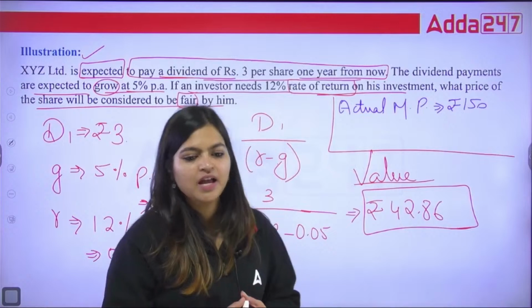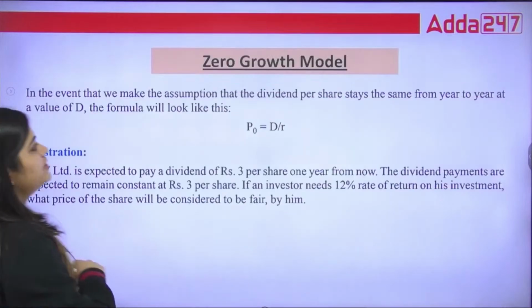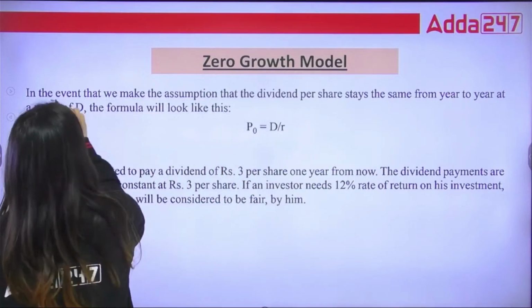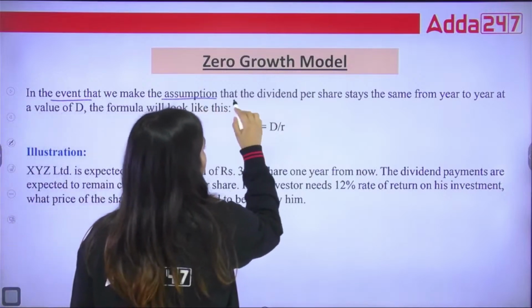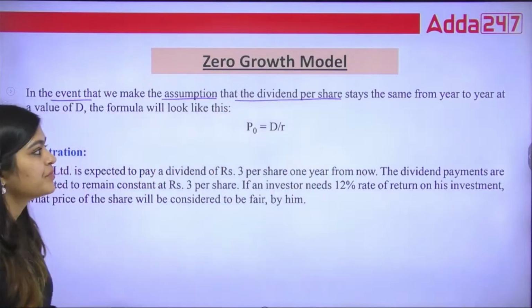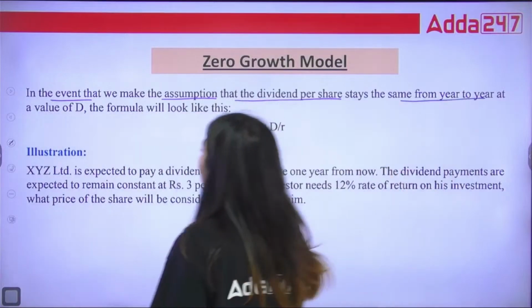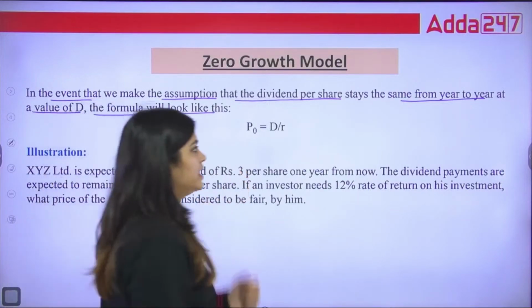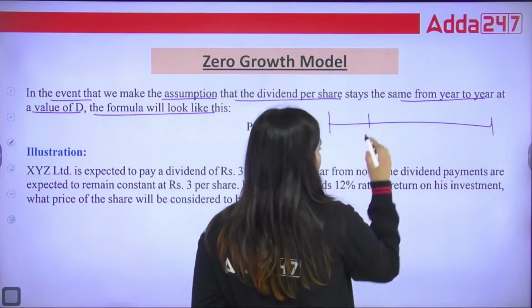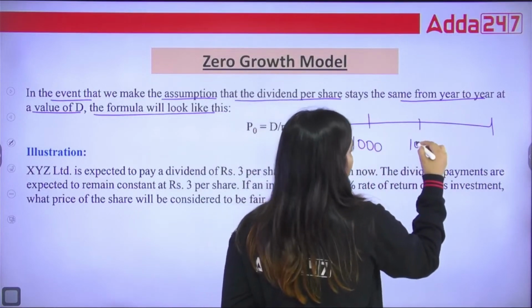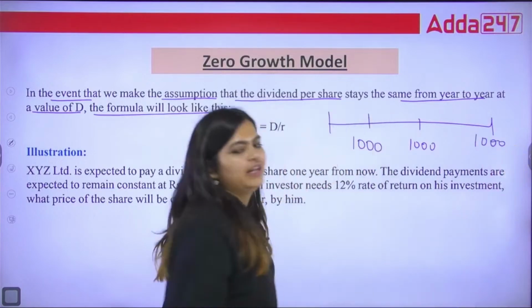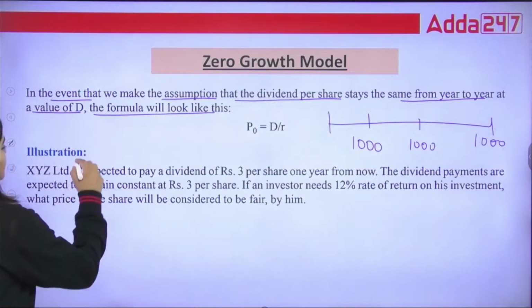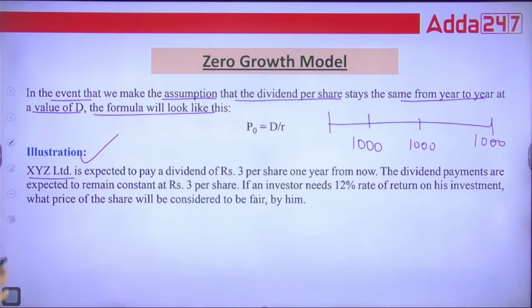Next is your zero growth. Now, what is the zero growth model? In this, the dividend per share stays the same from year to year at a value of D, and the formula will look like this. They are saying that from day one, whatever you are receiving, suppose 1,000, you are going to receive 1,000 for lifetime. Based on this illustration, you are going to check this method.